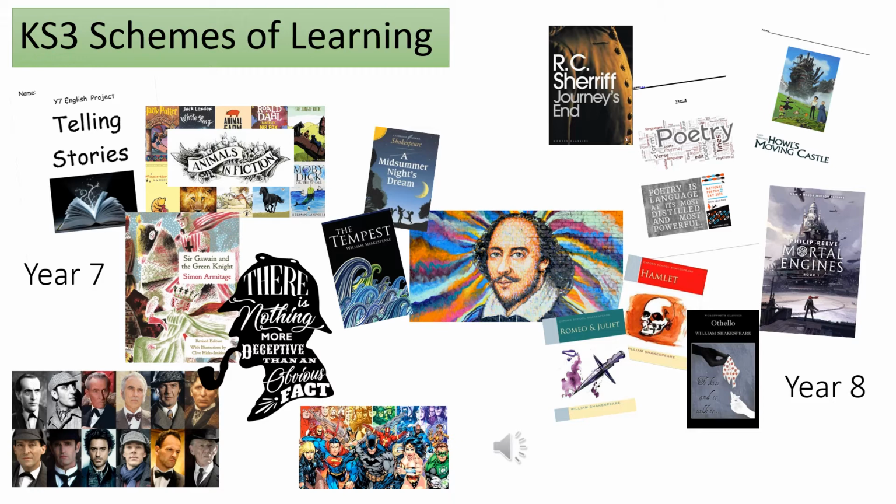Students will look at extracts from a number of different texts, including Harry Potter and Lord of the Rings being some of the more famous ones. We look at a number of schemes of learning, including Sir Gawain and the Green Knight, which is a medieval text thematically looking at magic, identity, power, authority, those kind of things, themes that you will often see in a literature text.